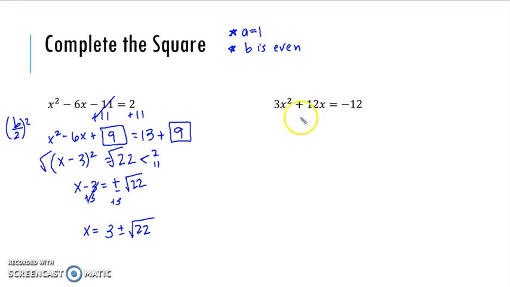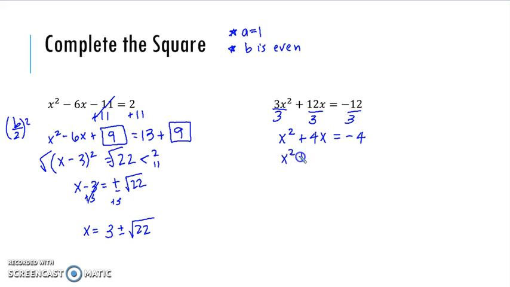If I got rid of the radical, I could do 3 plus a number and then 3 minus a number and keep going. But this is where I have to stop. For the second one, I've got 3x squared plus 12x minus 12. Right now, my a is not 1. But all of my terms are divisible by 3. So I can take a second to get rid of that a and get down to x squared plus 4x equals -4. Now my a is 1, my b is even, so completing the square is a good fit.